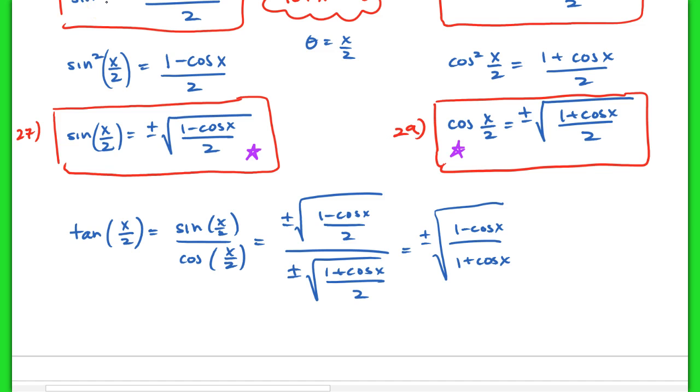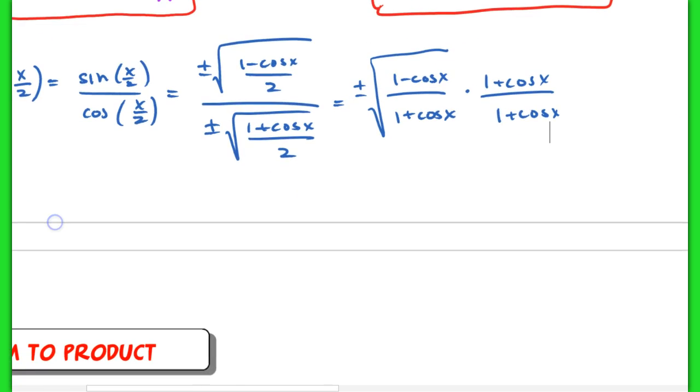Okay, now at this point, what I'm going to do is actually multiply by 1 plus cosine x over 1 plus cosine x. And the reason why I'm doing that is because I can create a perfect square in the denominator, and I can create a difference of squares in the numerator. So I'm going to multiply now by 1 plus cosine x over 1 plus cosine x. I'm just multiplying the inside of this radical by this value. Now, I end up with positive or negative square root of 1 minus cosine squared x over, in the denominator, the quantity 1 plus cosine x squared.